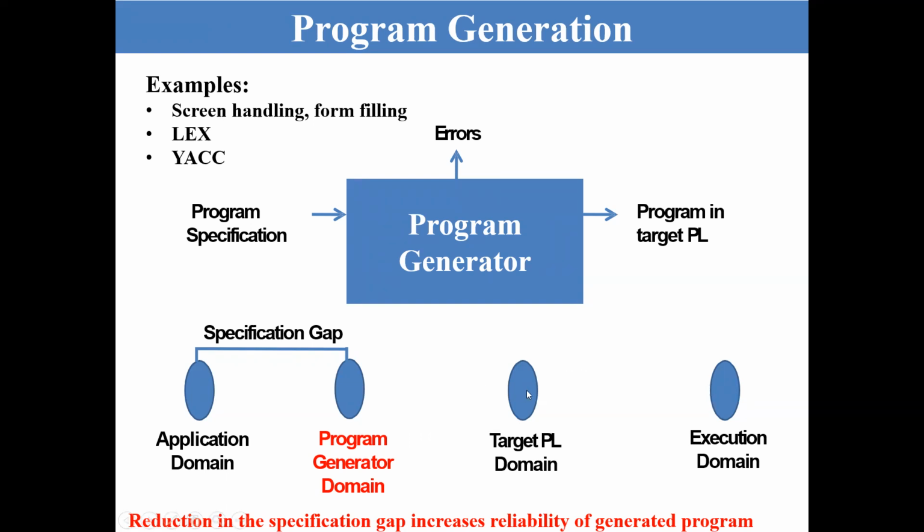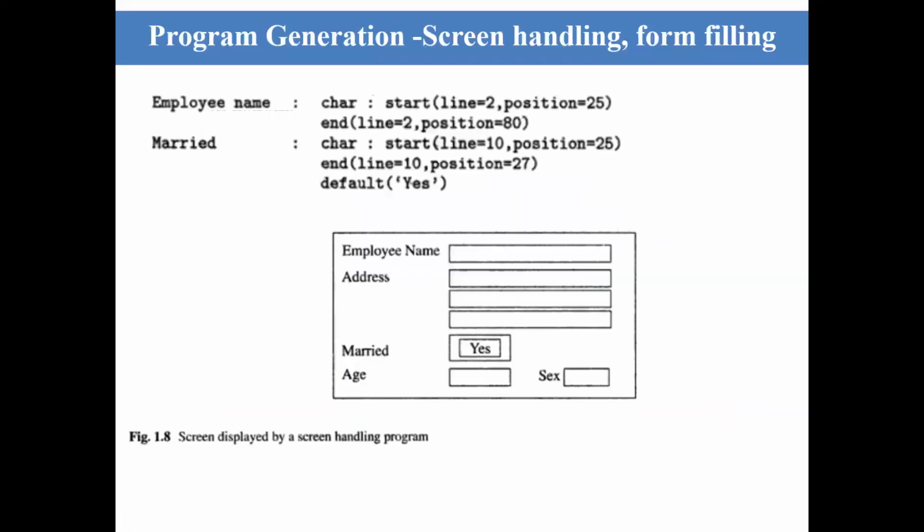The execution gap, right? We know the definition of execution gap that we have seen in the last lecture. So the execution gap between the programming language domain and the execution domain is bridged by the compiler or interpreter, right? So what are the examples? You can see here one example of a generated program: form filling, right? A second example, screen handling. You can see here one of the form filling examples, with different headings: employee name, address, married, age. So it is one of the best examples of a program generator.